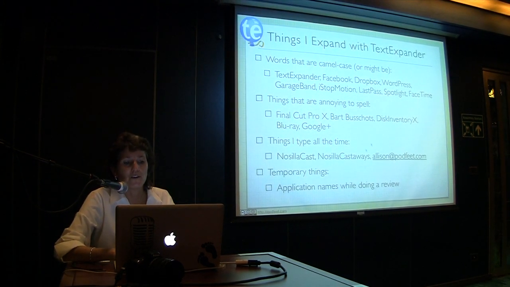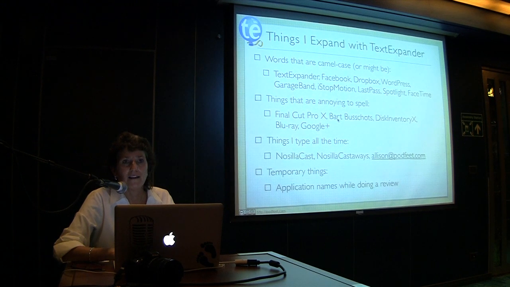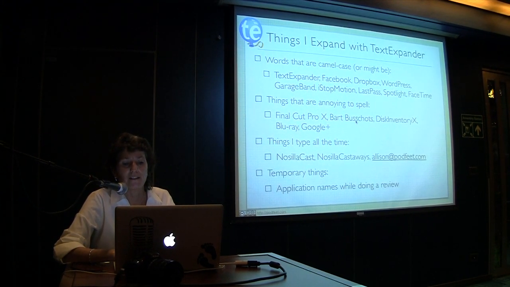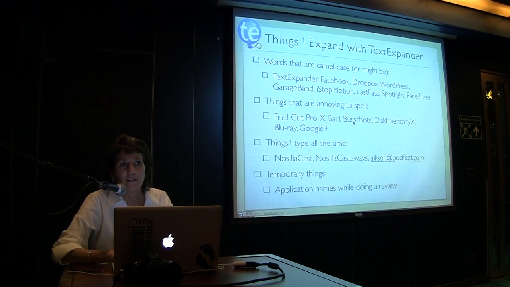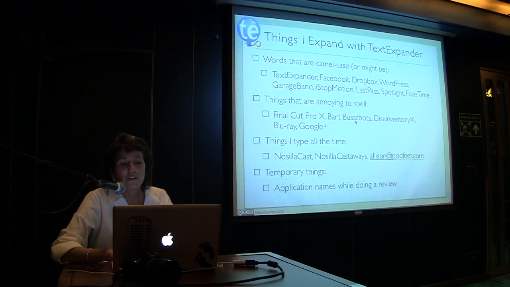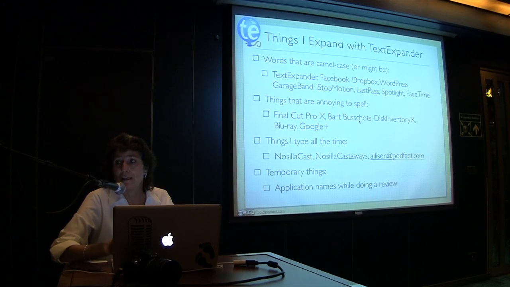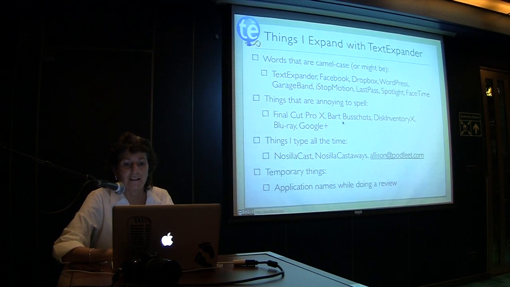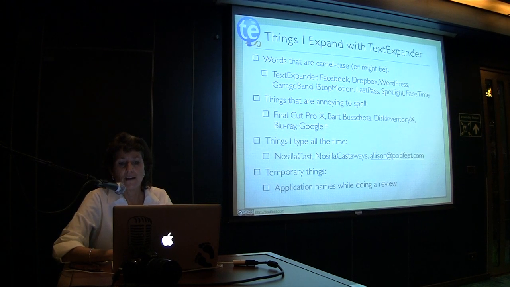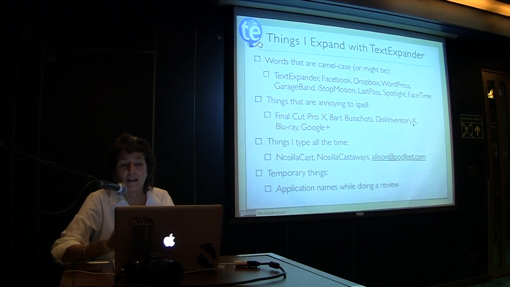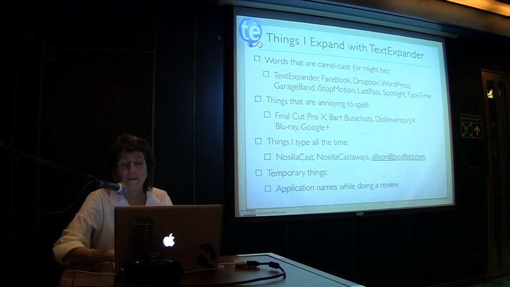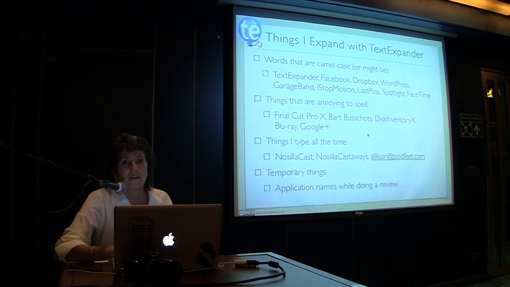I also do it with things that are annoying to spell. My partner on my show is a guy named Bart Bouchatz. Look at the spelling of his name. I've known him for 5 years. I don't think I've ever spelled it correctly yet. So I set up a snippet, comma BB, and that's how I spell his name every time because I have no chance of spelling it correctly otherwise. Things like Disk Inventory X, I talk about that a lot on my show, and it's just a real pain. Or Blu-ray, is there a dash between the blue and the ray? Google Plus, Word Plus key, oh, too much work.